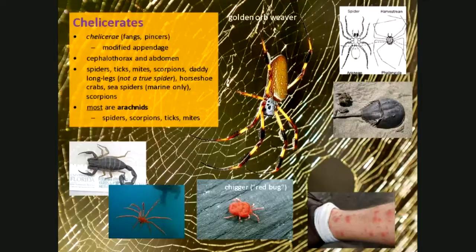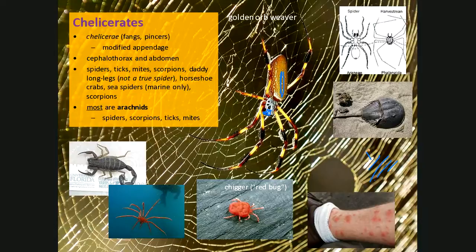Oftentimes, chelicerates have a cephalothorax and an abdomen. So in our golden orb weaver, there's the cephalothorax, there's the abdomen. That's the banana spider, the garden spider that we have around here. It's called a golden orb weaver. An orb is a web, and you can see in this picture why it's called a golden orb weaver. You get the light just right, you can see it's kind of goldish in color. Really pretty cool. This is the spiders and the ticks.